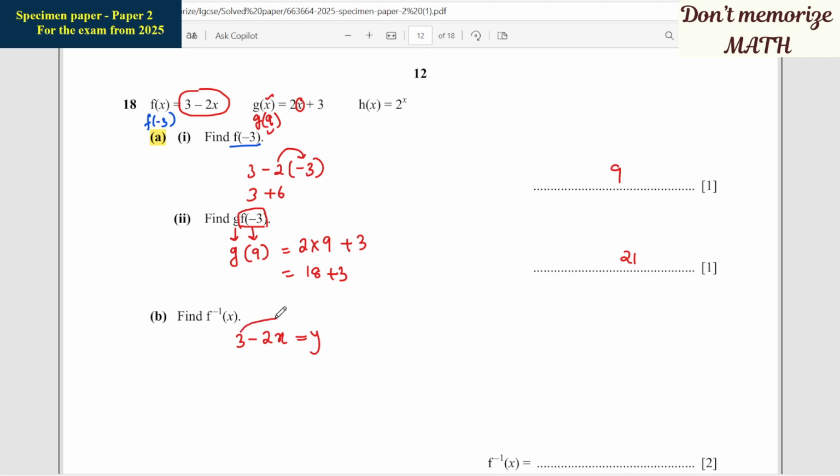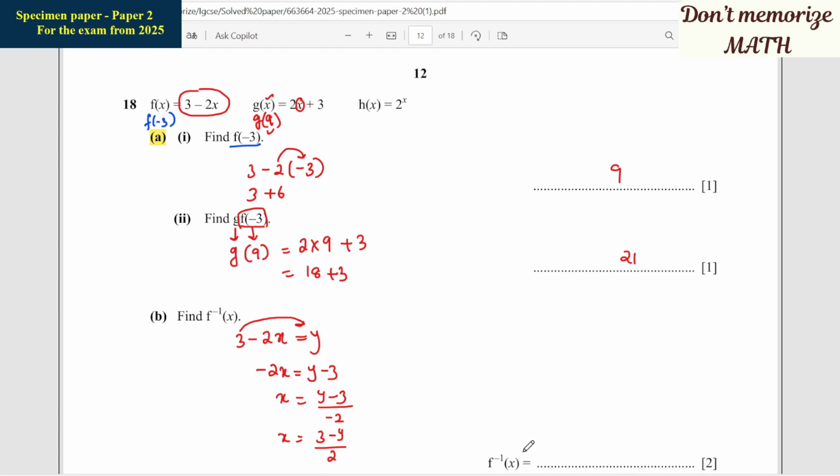First we will move 3 to the right side. So you will get minus 2x is equal to y minus 3. So x is equal to y minus 3 over negative 2. Or you can change this negative sign in the denominator, give the negative to the numerator. So you will get minus y plus 3. So I am writing 3 first, 3 minus y over 2.